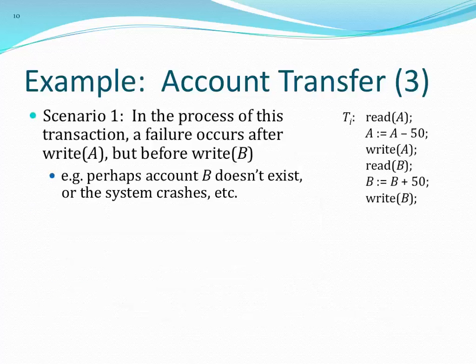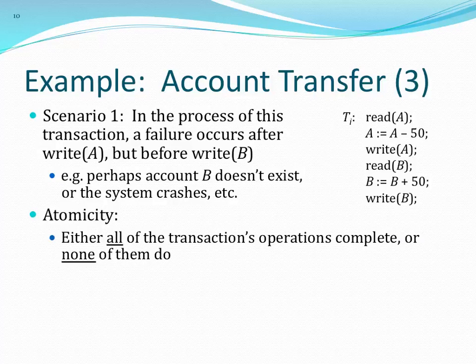So first scenario. Yeah, so a failure occurs after the first write, but before the second write. So we have a situation where the transaction is interrupted. So as far as atomicity is concerned, we have to make sure that all of those operations either complete or none of them do. So if we're given that the system fails between the first write and the second write, we have to have some way of undoing the first write.